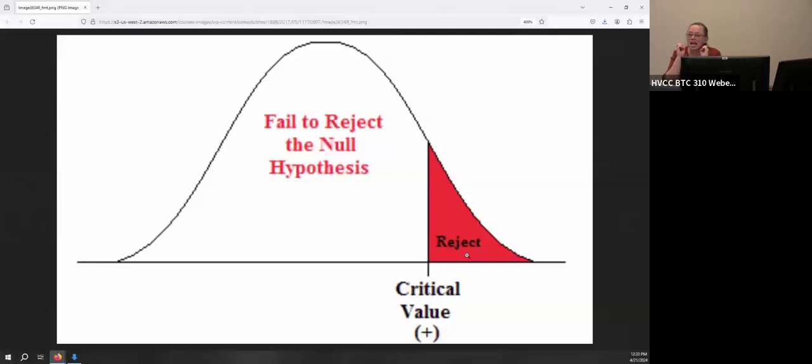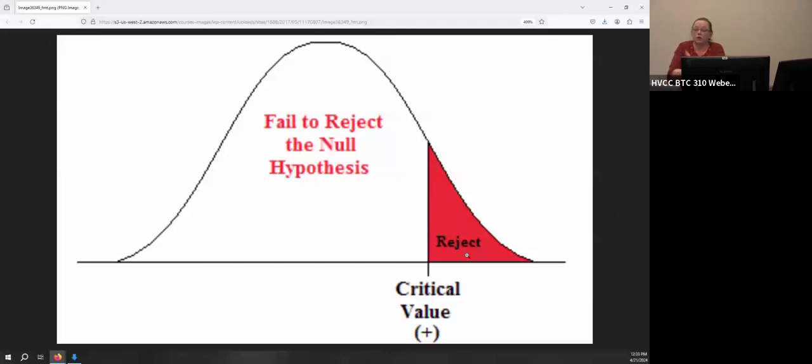You cannot retain the null and say there's a difference. Those are mutually exclusive. Statistically significant means you reject it. So if you have rejected because your calculated statistic is higher than your critical value, then you have to say it is statistically significant and there is a difference. You cannot say it is statistically significant and I'm keeping the null. Those are mutually exclusive.